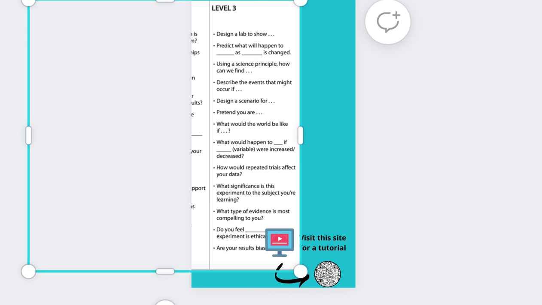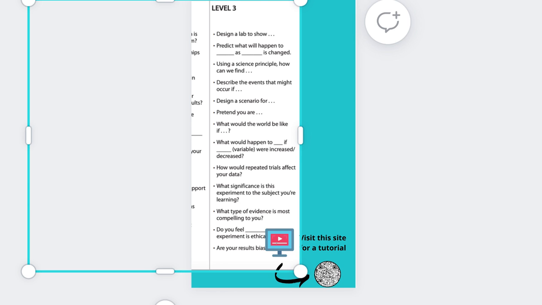Maybe you design a lab to show something. You predict what will happen to A as B is changed. Using a science principle, how can we find blank? Describing the events that might occur. So even a hypothesis would be level 3 thinking. Pretend you are blank. What would they do, or what would you do as them?